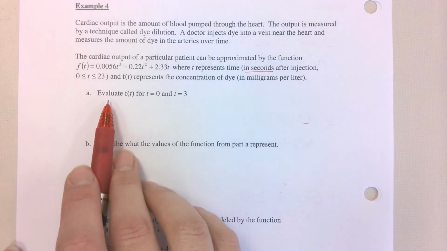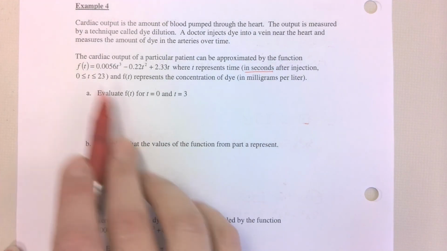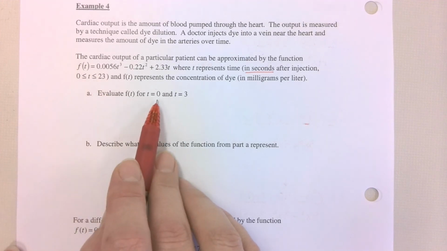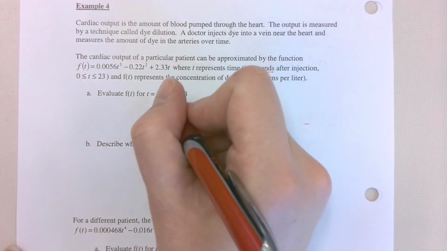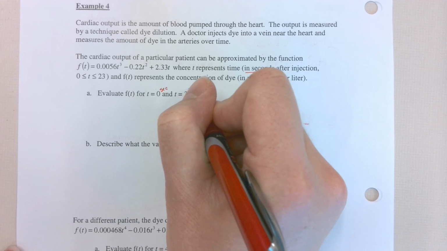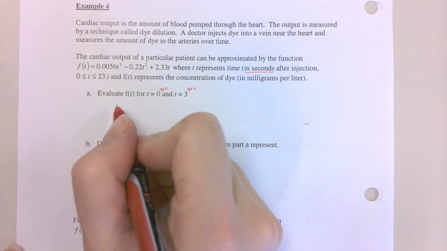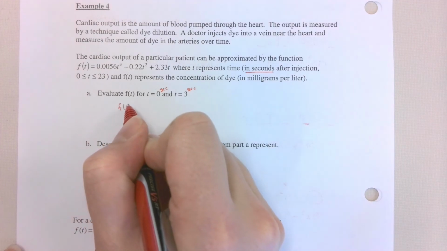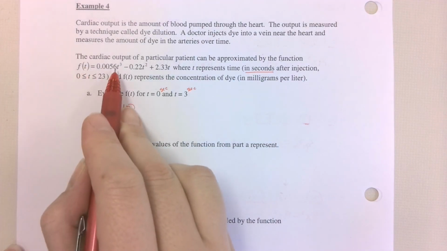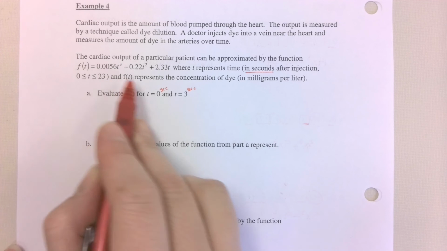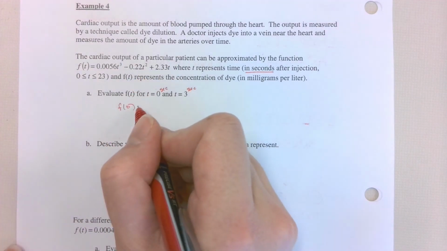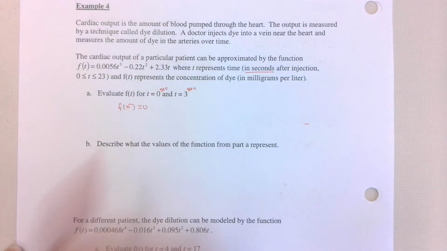Okay? So it says here to evaluate f of t, the function over time, for t equals 0 and t equals 3. Remember, t stands for the number of seconds. So in 0 seconds, we have not started this test. When I find the function of 0 and put 0 in as my input, 0 here, and 0 here, I get out 0. So f of 0 is 0.